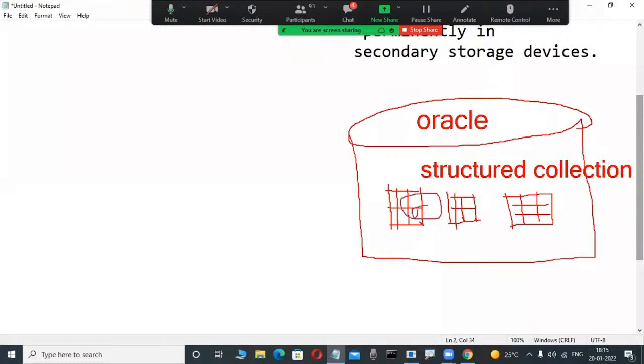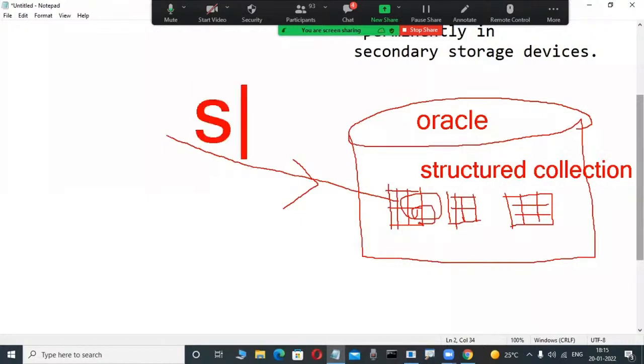Once a structured collection of data is there, to operate on this data some language is required. What is that language? Maybe anybody has an idea? SQL, structured query language. Through this language only, we operate on the structured data in relational databases. But MongoDB and those types of databases are different. There, SQL language is not there. There is no SQL.